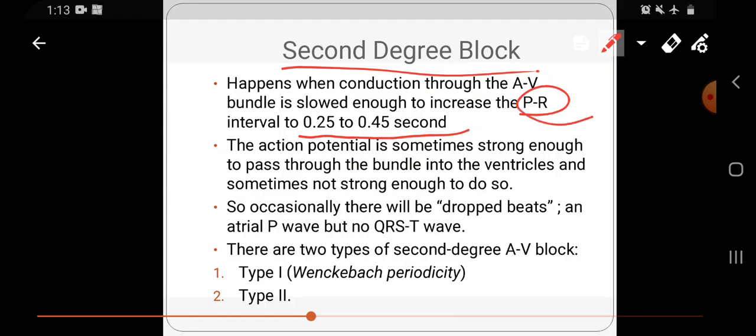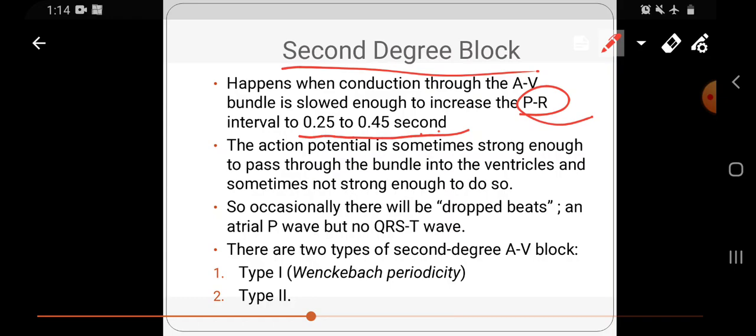The PR interval would be 0.25, 0.35, 0.45, something like that. Now when the PR interval is this long, this will lead to a problem: sometimes the depolarization wave can pass from the atria into the ventricles, leading to ventricular stimulation, and sometimes it fails to pass into the ventricles. It fails to stimulate the ventricles.